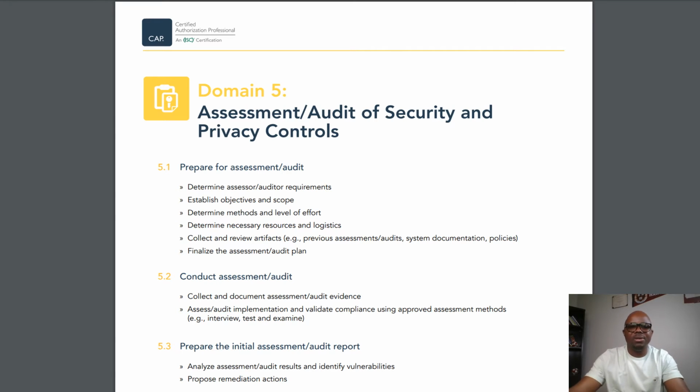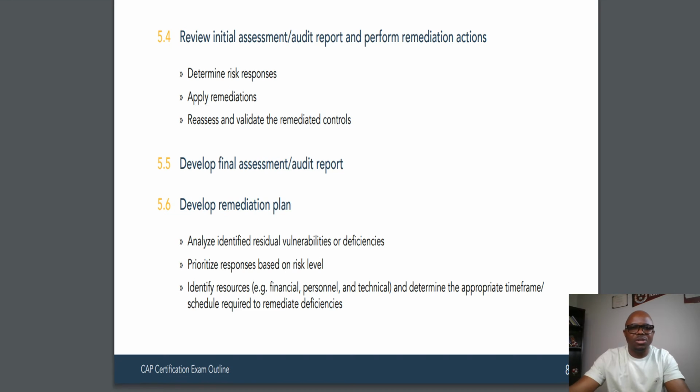So under this domain 5, we have prepare for assessment or audit, conduct assessment or audit, and prepare the initial assessment or audit report. So let's see the continuation of domain 5. We have here review initial assessment or audit report and perform remediation action, develop final assessment or audit report, and develop remediation plan. So these are the 6 items under domain 5, which is the assessment/audit of security and privacy controls.